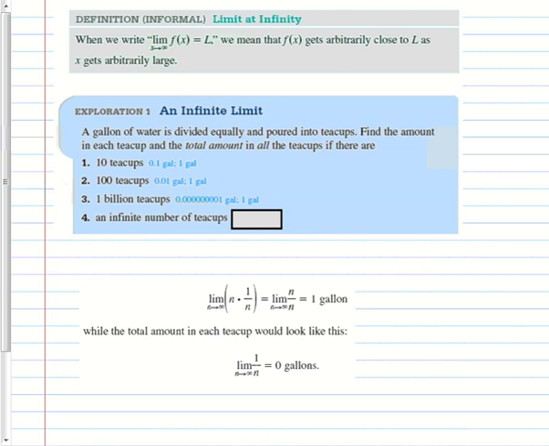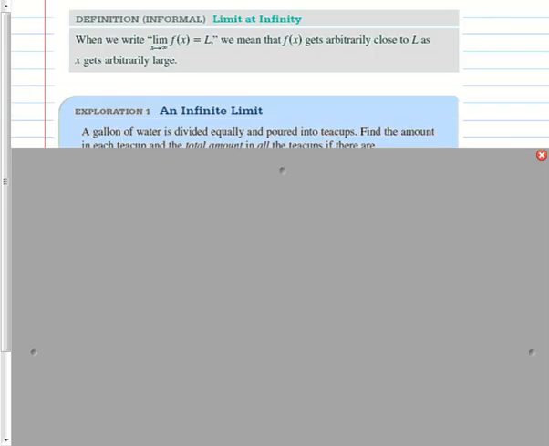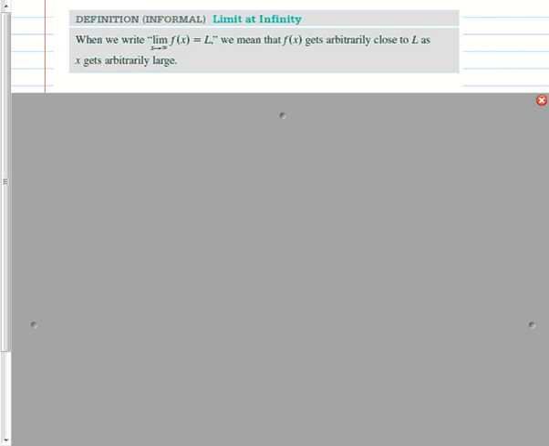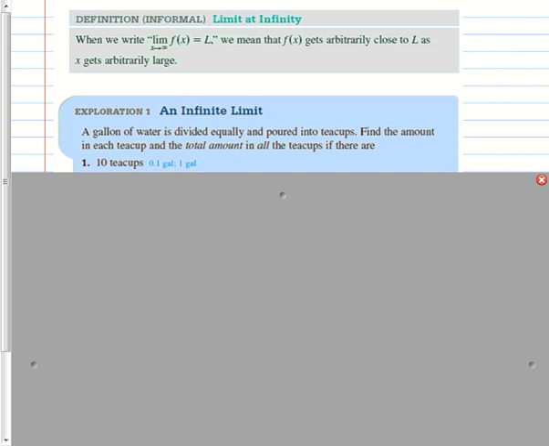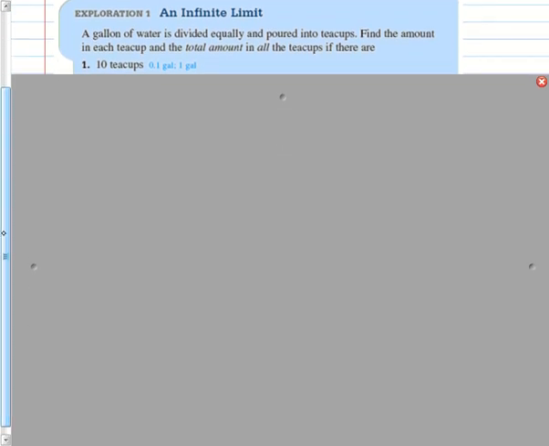Limit at infinity. We need to cover up some of this stuff. When we write the limit of a function equals L as x approaches infinity, then we know limits mean that the value of the function gets arbitrarily close to this L as the x value gets arbitrarily large. We're not approaching a number anymore. We're just getting bigger and bigger and bigger. So let's go through a series of steps and see if we can answer this question. I even have the answers, but I think you'll understand.